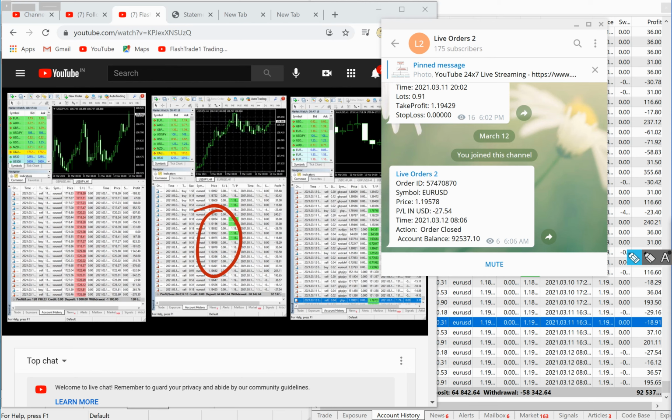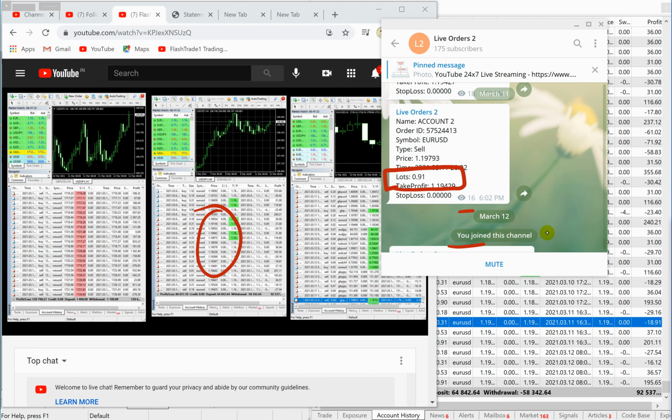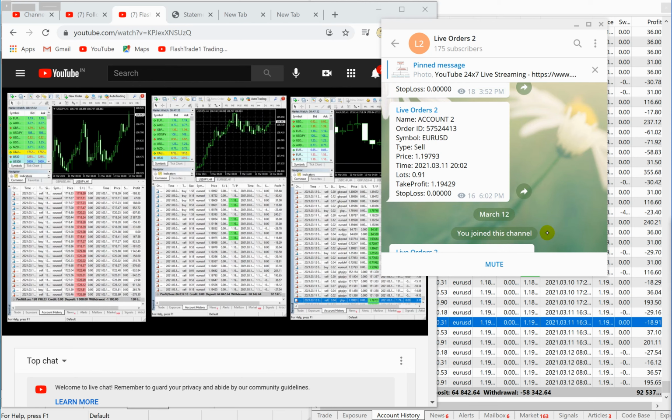Here you can see that whenever an order is closed, along with the order ID a notification is sent showing the profit or loss of $27.54 that has been closed in this account, and the net balance of the account. So this is an order close notification. Using the order ID you can confirm that the order needs to be closed.